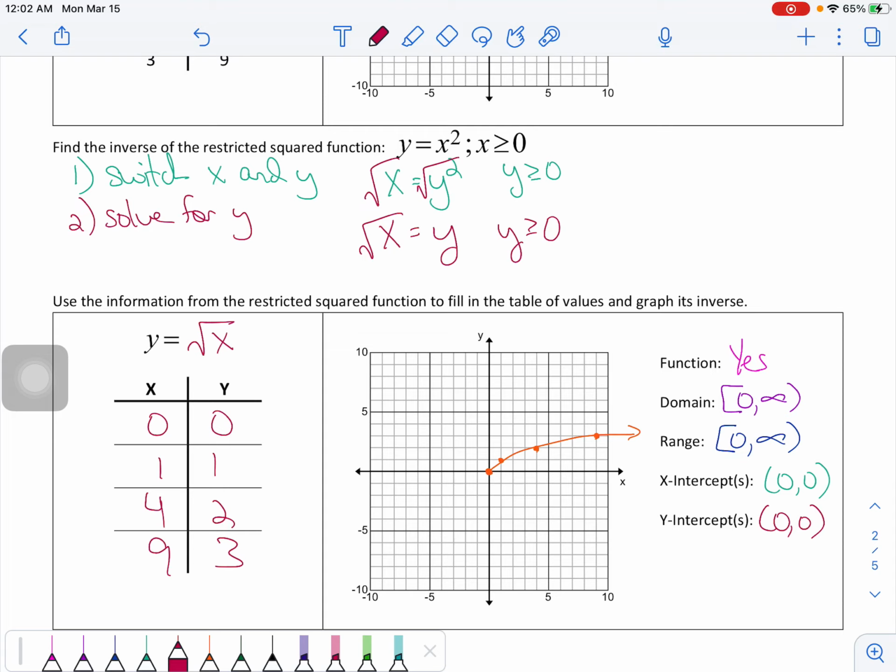Okay, the next video I'll pick up with the cubic function and finding its inverse. And we'll see if there's any changes that we need to make to a cubic function to make it invertible, like we had to restrict the domain for the squaring function.